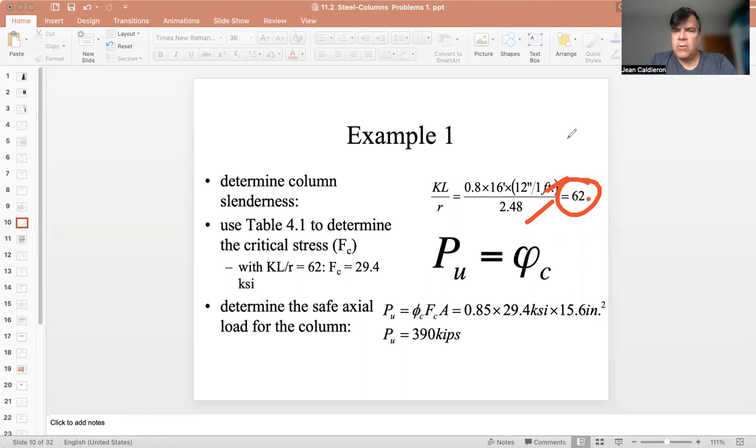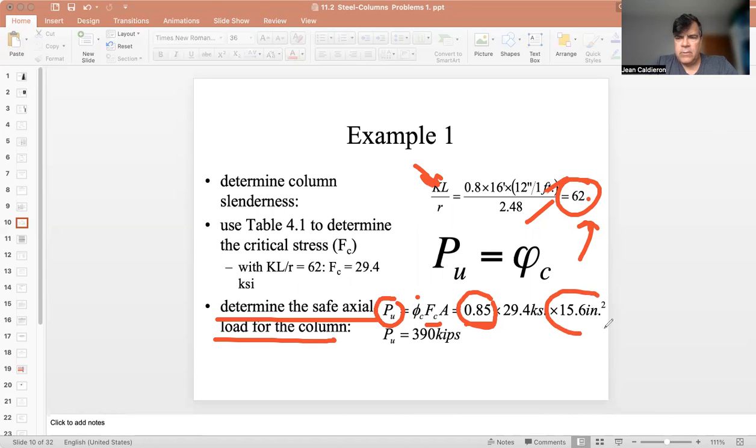This number cannot be plugged directly into the next formula. The next formula is to calculate the safe axial load, that is P. And P will be equal to phi, that will be always a constant of 0.85, always. No changes. It's completely different from K that we look up in the table and we calculated as 0.8. 0.85 will always be a constant. After that comes Fc, that we will calculate soon, thanks to the result that we got there. And finally, the area that we have, that is 15.6 square inches.